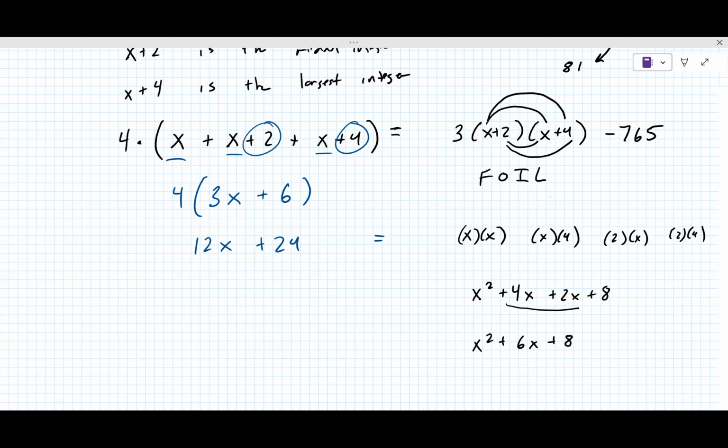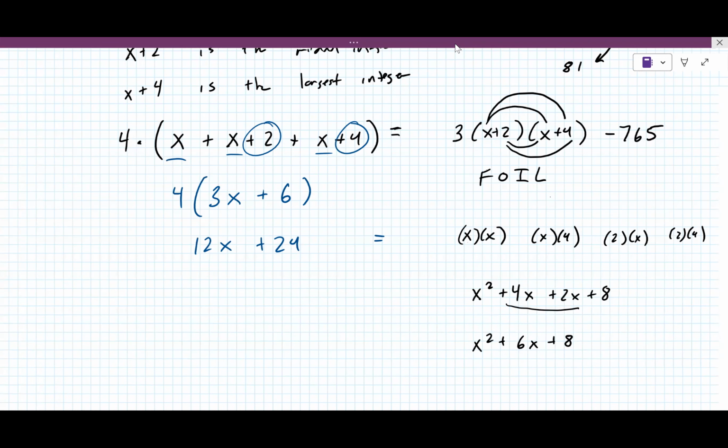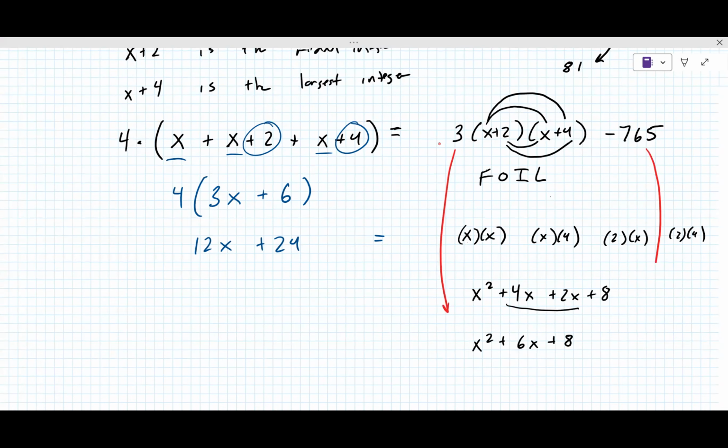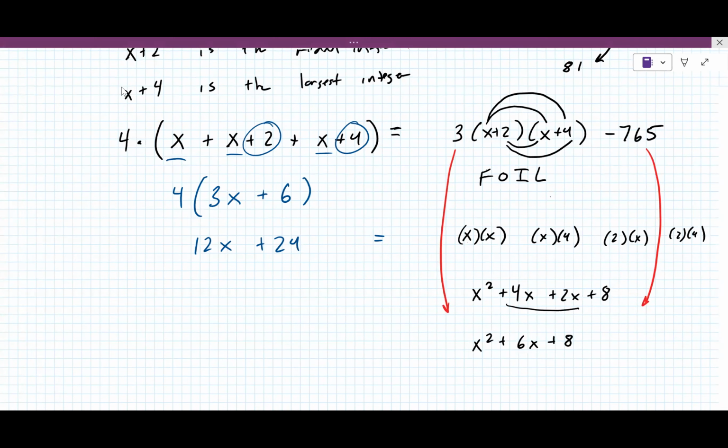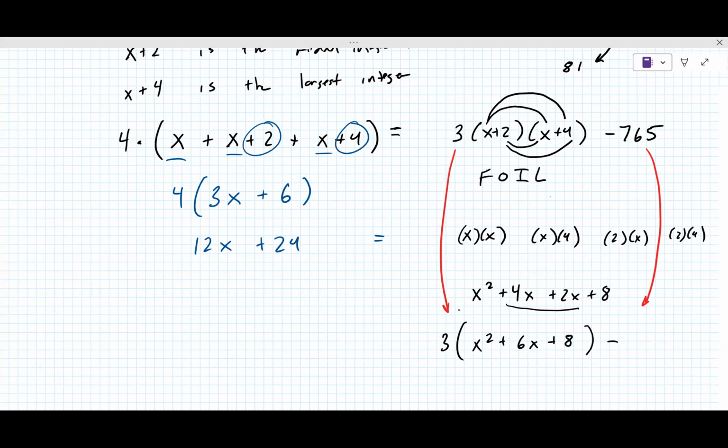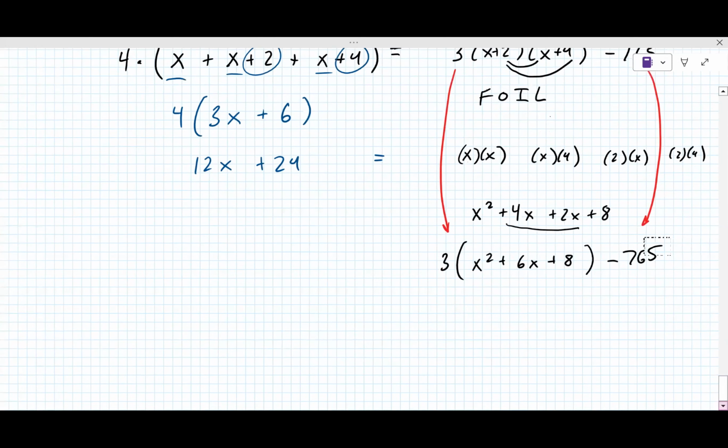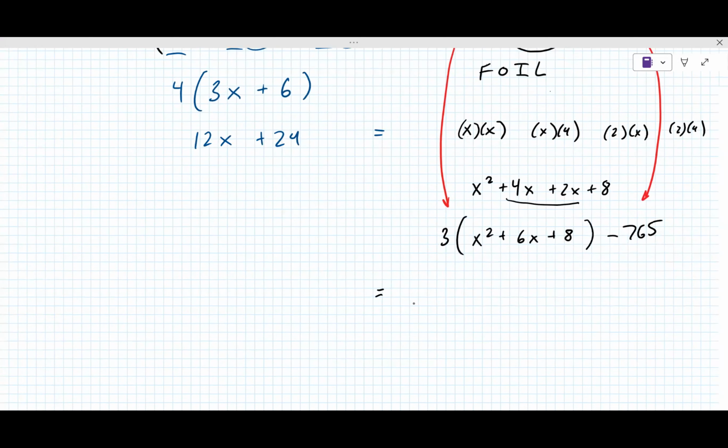Now we have neglected, I'm going to draw it here, we've neglected to bring the 3 down and the minus 765 down. So we need to do that as well. I was about to say, like, why are we not dragging them down? Yeah, and sometimes in math, you got to go off and do a little piece of a problem, and you got to come back and do the rest. All right, so now we are going to distribute this 3 to everything. So this is 3x squared plus 18x plus 24 minus 765, equals 12x plus 24.